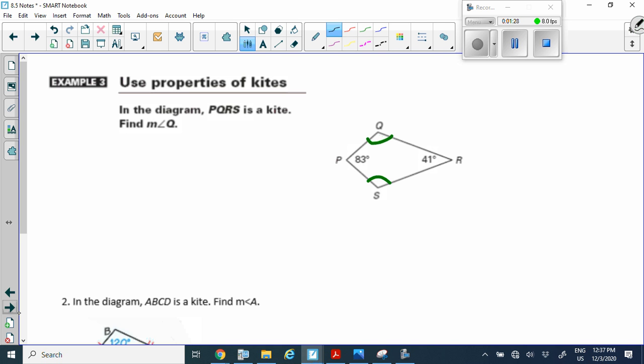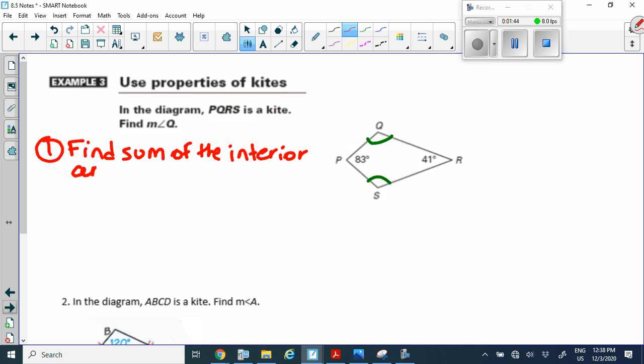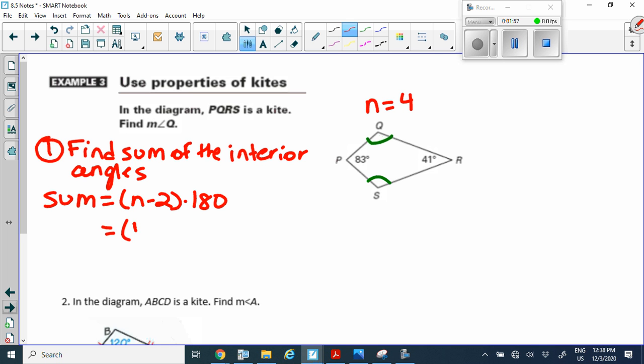Now this is actually going back to section 8.1 in our notes. The very first thing we have to do is find the sum of the interior angles. We thought this would not come back, but it does. So remember that formula: sum equals n minus 2 times 180. Remember, n represents the number of sides. Here we have 4 sides, so I do 4 minus 2 times 180, which gives me 2 times 180, which is 360 degrees.